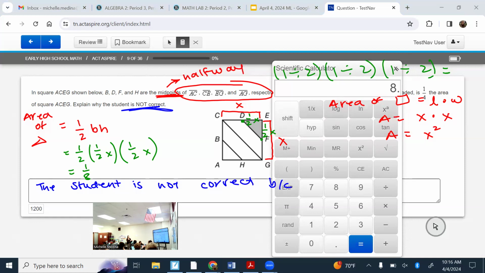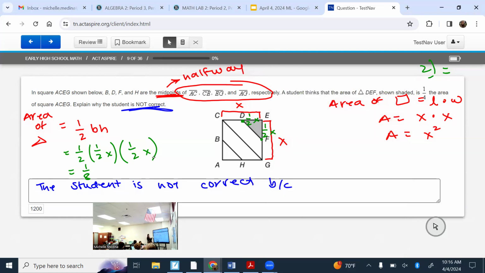Or know your fraction rules. You multiply straight across. 1 times 1 times 1 is 1. 2 times 2 times 2 is 8. And then x times x is x squared. All right, and we know the area of the square is x squared. The area of the triangle is 1/8 x squared, not 1/4 x squared, like this thing.